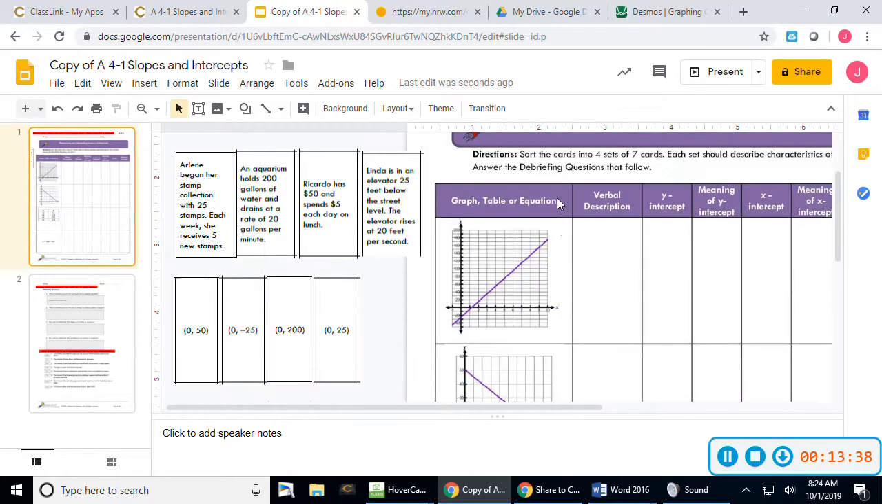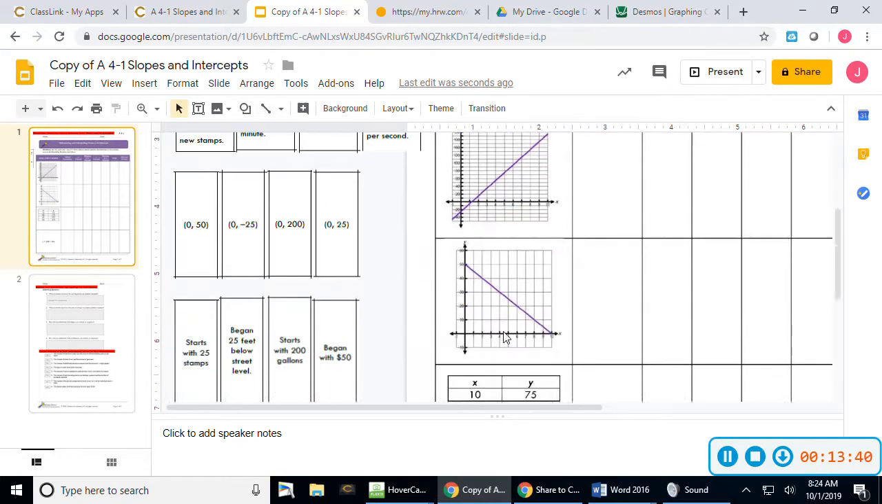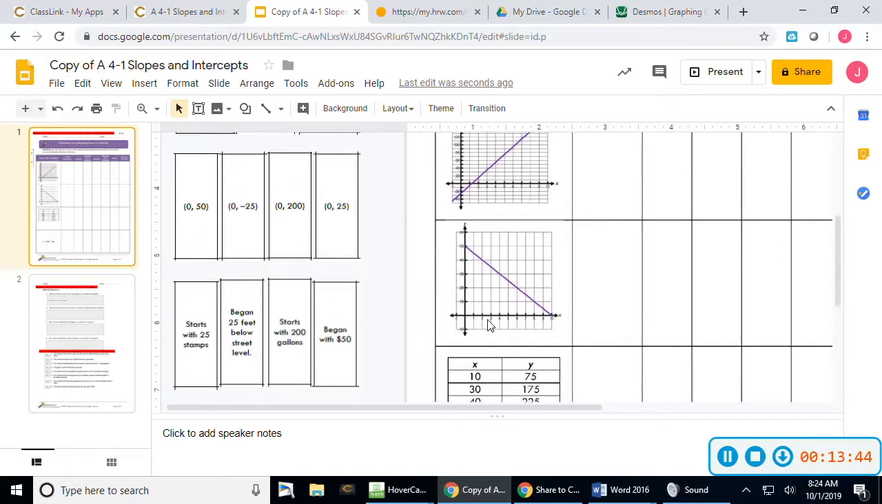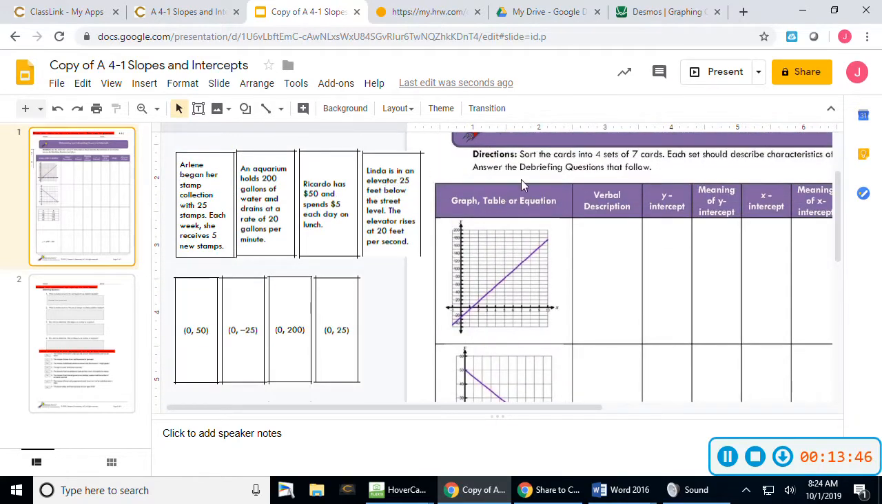All right, and I have these situations here. I have a graph, and I have another graph, a table, and then an equation. These are the situations that are happening. So Arlene began her stamp collection with 25 stamps. Each week she receives 5 new stamps. An aquarium holds 200 gallons of water and drains at a rate of 20 gallons per minute.